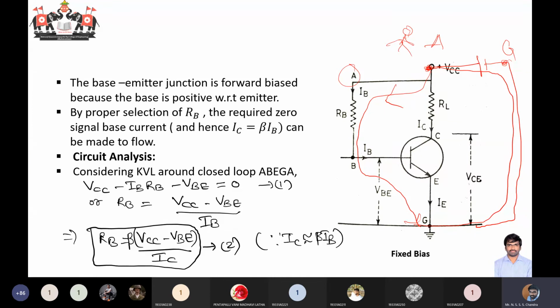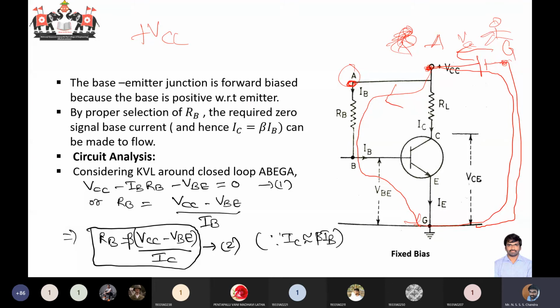So let us say that he is moving from this point G. I'm moving from the negative terminal of the battery to the positive terminal. So whether it will be plus VCC or minus VCC, please tell. I'm moving from the negative terminal of the battery towards the positive terminal of the battery, so it will be plus VCC. Then I have reached this point A.